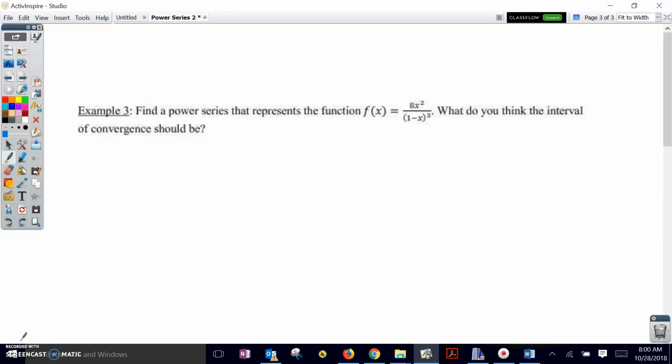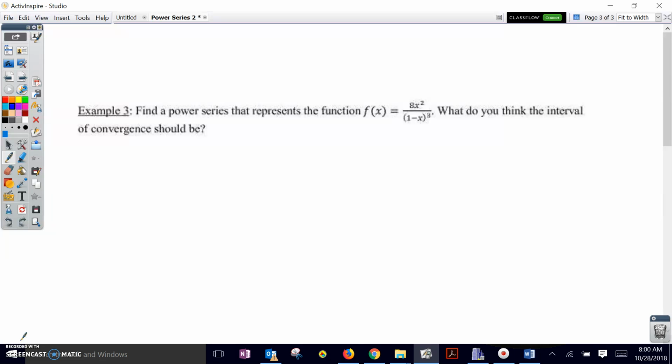Alright everybody, welcome back. In this video we're going to look at the last two examples from the Power Series 2 lesson. We'll start with example 3 here. Find a power series that represents the function f of x equals 8x squared over the quantity 1 minus x to the third power. What do you think the interval of convergence should be?